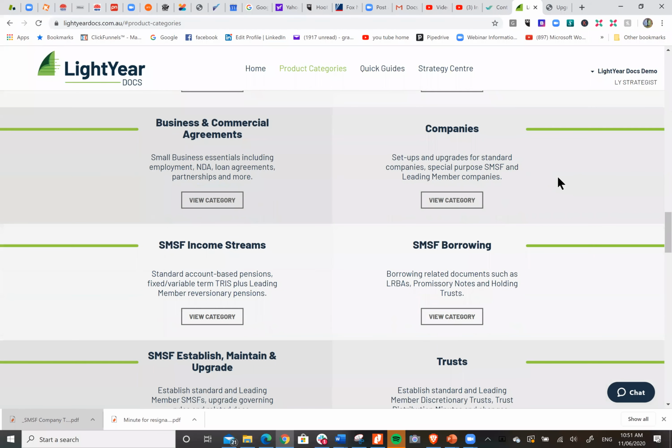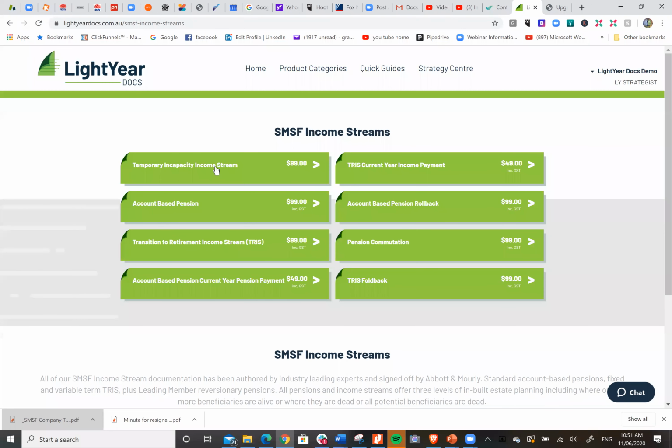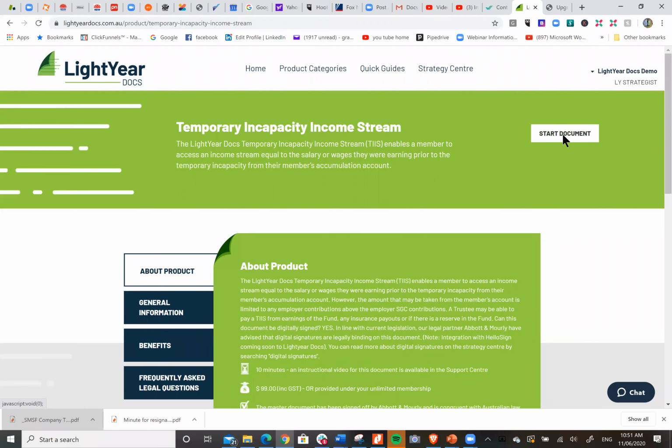While I'm building this, I'm just going to go to the SMSF income streams. Everyone can see what I'm doing. It's pretty obvious. Now I'll start the document.